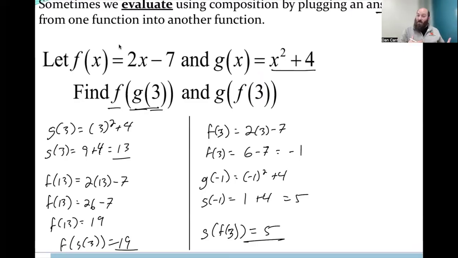So you notice how the order matters. If I do the g function first, then the f function, I get a different answer versus f and then g. Okay, and that's it for day 1. So we're just looking at our operations, dealing with adding, subtracting, multiplying, dividing, as well as these composition functions. So that means we're plugging a function into another one.